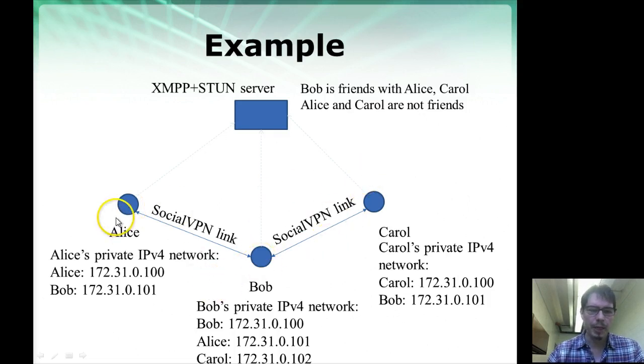So Bob is able to communicate with Alice and Carol, but Carol only communicates with Bob, Alice only communicates with Bob, and each user has their own view of their private IPv4 network. So this allows us to scale to very large social networks as long as each user has enough of a local private address space to map each user that they want to connect with, or more precisely, each device of each user they want to connect with.